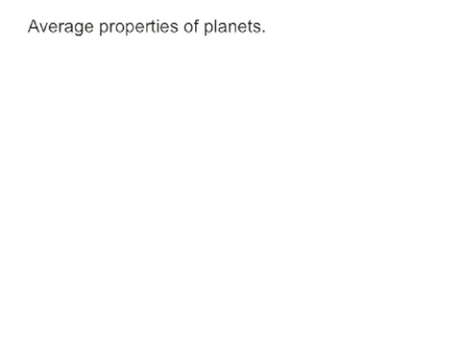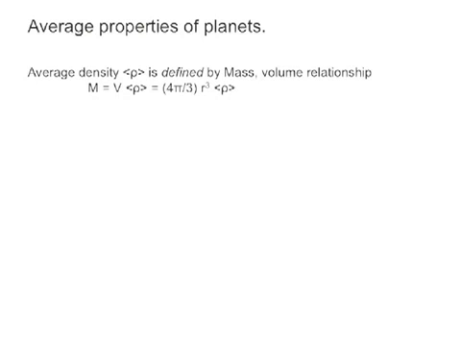How do we measure the average property? Well, we use Kepler's laws. And we characterize them by the average density. You all know density. The density of water is 1 gram per cubic centimeter. It's defined that way. That was how they defined the gram. So the mass of a planet is equal to the volume times the density. This has the units of mass. And the volume is 4 pi over 3 r cubed.